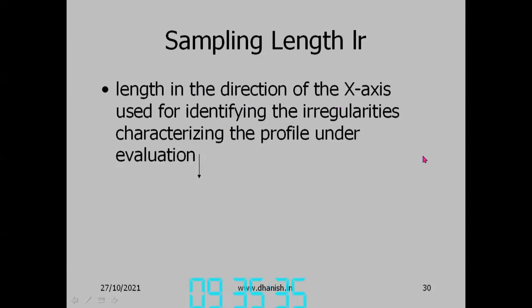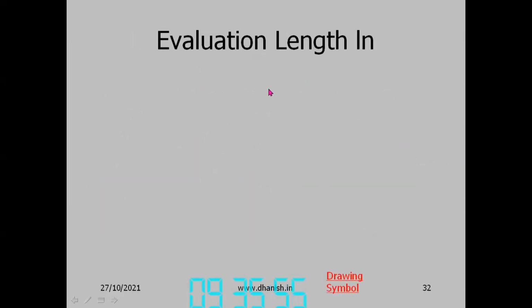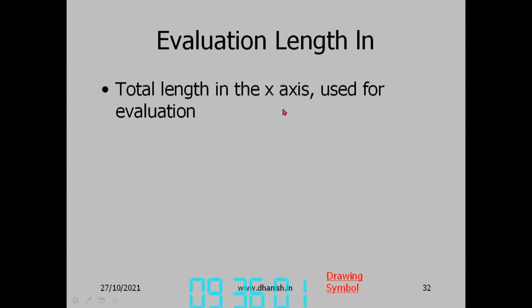The actual sampling and actual measurement length is slightly different. So what happens when you choose different sampling lengths? This is the surface. If you choose only a small region, you get only a limited amplitude, and this large amplitude feature is totally missed. So that's why all these are connected: cutoff length, sampling length, all these are connected.